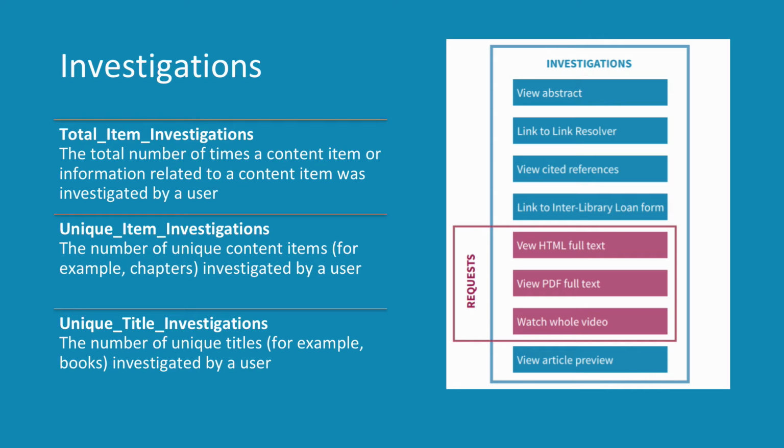Just like the unique item requests, if a user performs 2 actions on a single content item, for example viewing the abstract followed by the full text, it will count as 2 total item investigations, but only 1 unique item investigation. Unique title investigations means the number of unique titles, for example books, investigated by a user.